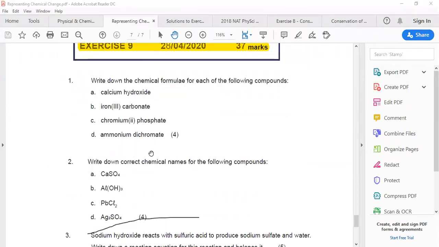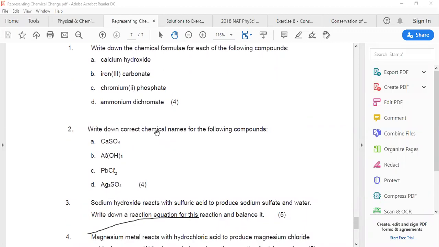Is that clear? Yes. Right, sure. So basically that's what you have. Then I gave you this work here for you to write the chemical formulae. Is that clear? Yes.